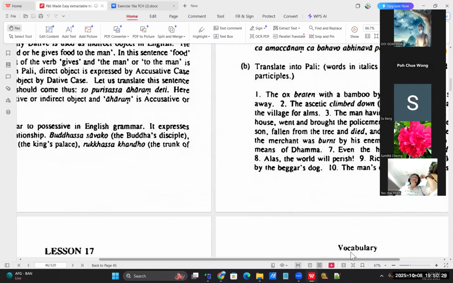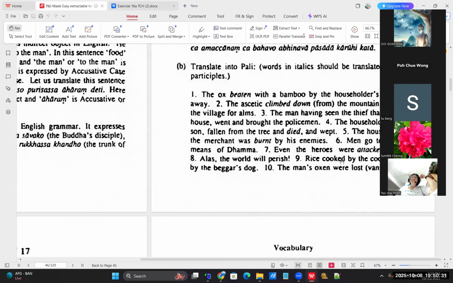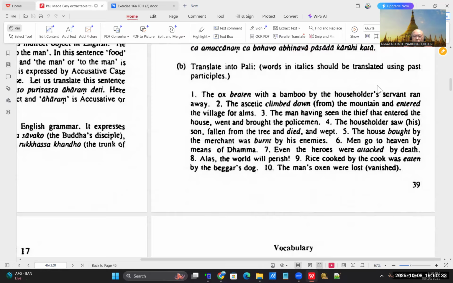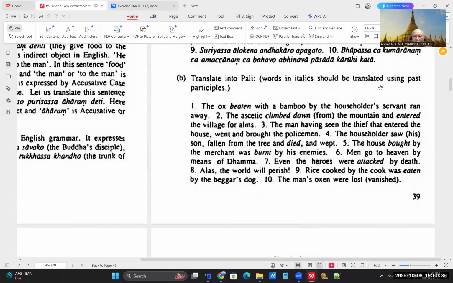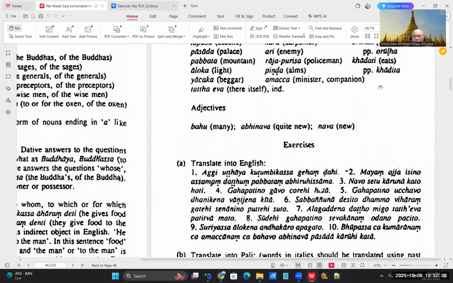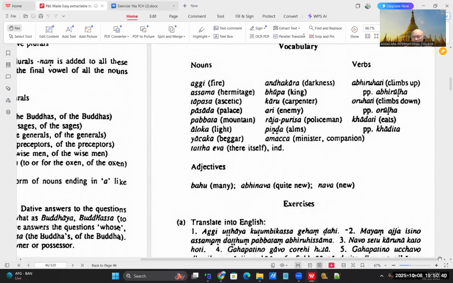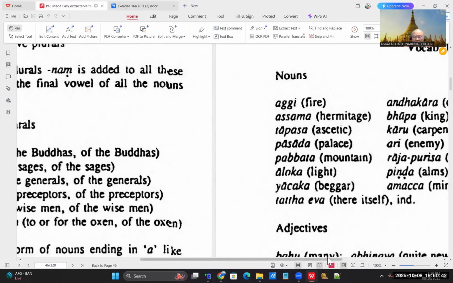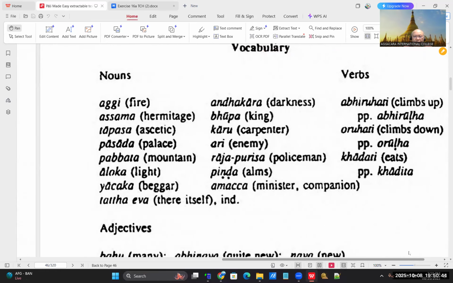Oh, next one. Okay. So when it comes to the exercise, today I looked at the Pali Primer. It had 20 exercises. Pali Primer is another grammar book that a lot of people like to use. The exercise is a lot, 20. Now here is only 10.